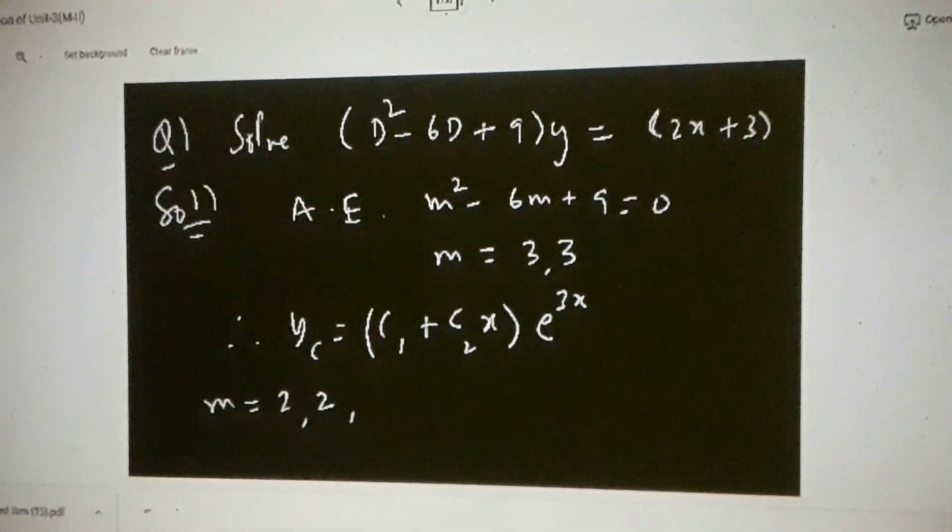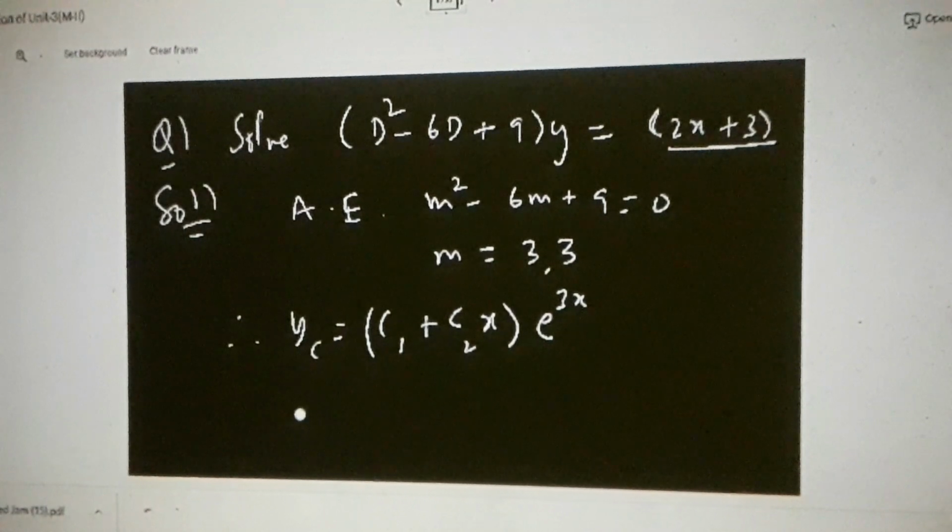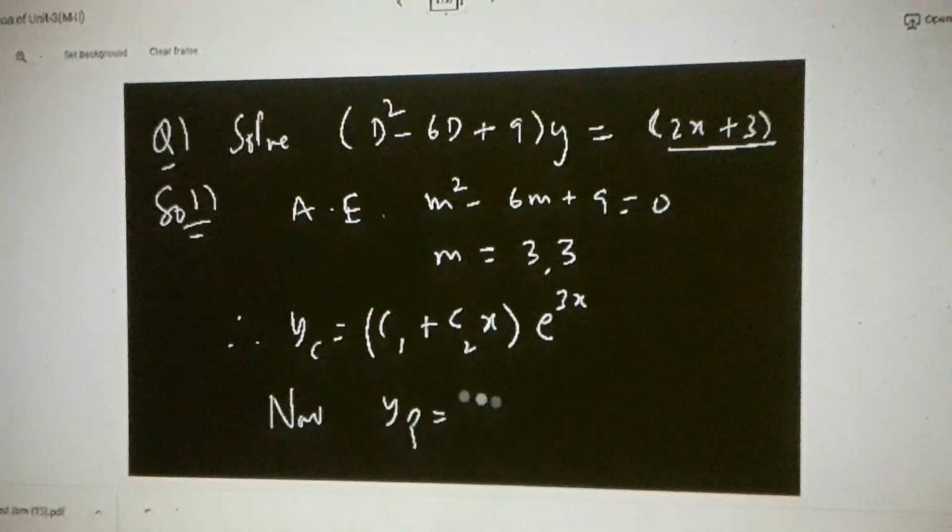Now we will move towards finding the yp when a polynomial is given. So in this case, now yp will be equal to, okay, I'll better write it in the next slide.